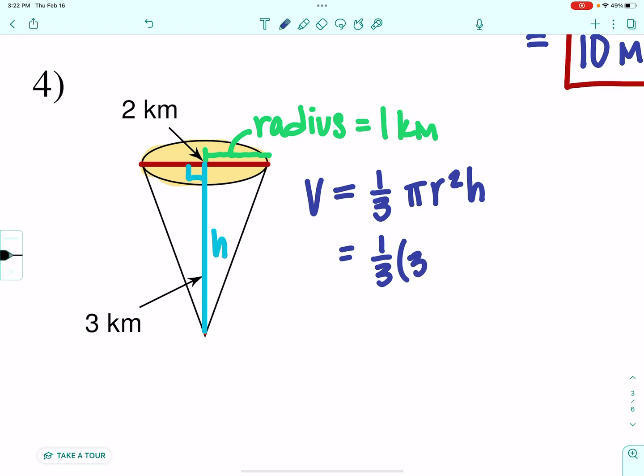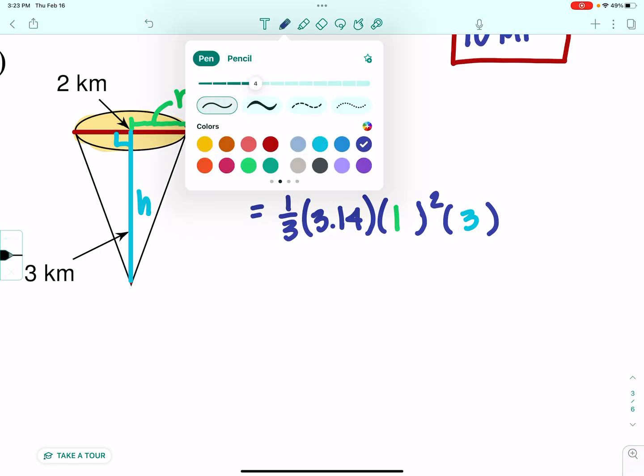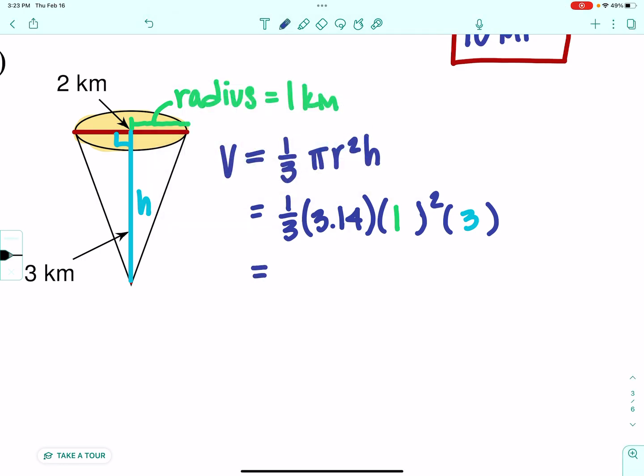We'll use 3.14 for pi. I'm going to fill in my other pieces. I know radius is 1 kilometer. And I know that height is 3 kilometers. If you need the calculator, go right ahead. Absolutely. Open up Desmos Scientific and plug it in. I'm going to talk you through my train of thought when multiplying something like this.